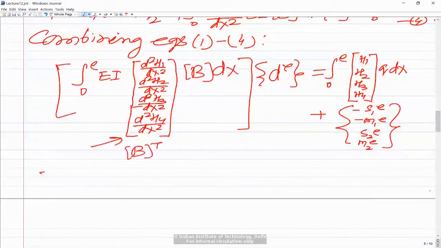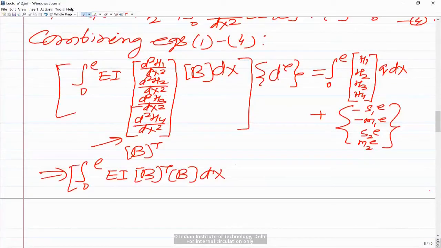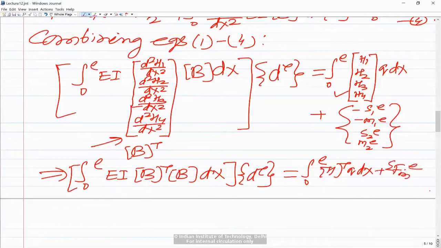So now I can write this equation as integral 0 to L EI into B transpose into B dx. So this is the stiffness matrix Ke into de. So we are exactly getting the same thing that we got earlier, equal to integral 0 to L H transpose into q dx, because this is nothing but H transpose, and then plus the internal force vector F internal for the element, this one. So this equation, the element level governing equation, is the same as what we got from the integral functional.